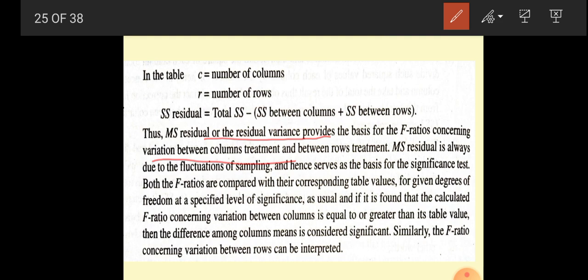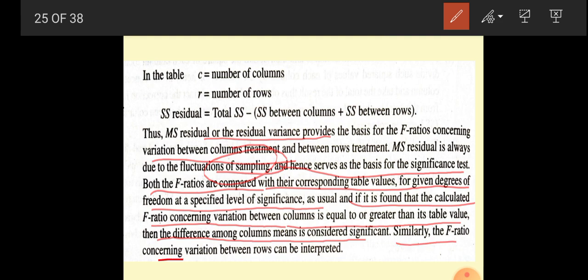MS residual is always due to the fluctuation of the sampling and hence serves as the basis for the significance test. Both F ratios are compared with the corresponding table value for degree of freedom at the specified level of significance, same as we do in one-way analysis. If the calculated F ratio concerning variation between columns is equal to or greater than its table value, then the differences among column means are considered significant. Similarly, the F ratio concerning variation between rows can be interpreted.